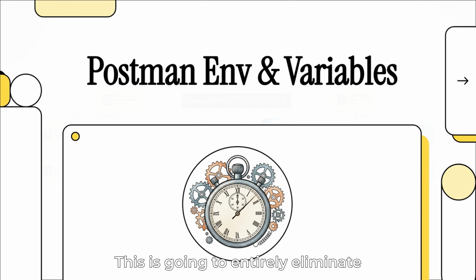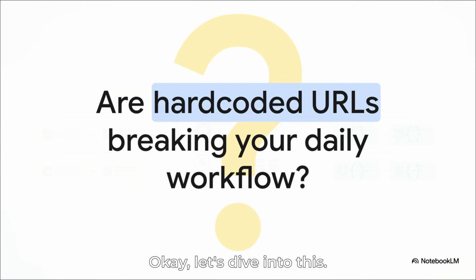This is going to entirely eliminate your manual context switching, put a hard stop to those expired token headaches, and realistically reclaim about 30 minutes of your daily workflow. So let's get right to it. Okay, let's dive into this.